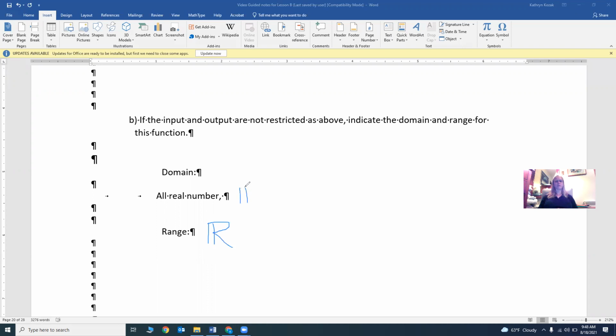And the range is also all real numbers. So you can do either one. You can say it's all real numbers. You can do the range. And the reason I know that is, again, if you go up and look at the graph, you can see that it just keeps going in all directions.